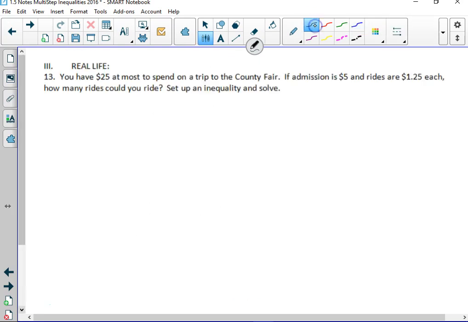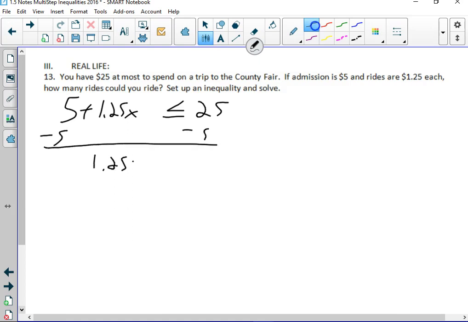I lied. One more. You have $25 at most to spend. So here's a 25 at most, which means less than or equal to 25, right? If admission is $5, that's just a flat fee, and rides are $1.25 each, how many rides could you go on? So, first off, you subtract 5. That gives you 1.25x is less than or equal to 20.